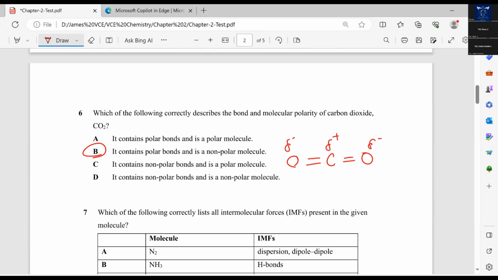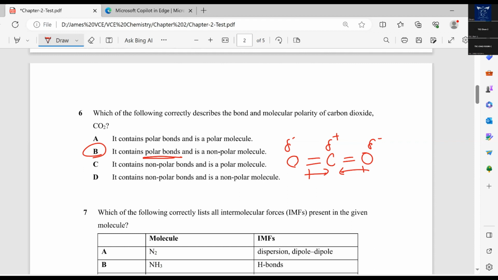So that means in terms of the bonds, they are polar bonds. But not all polar bonds will create a polar molecule, because their dipole moments can cancel each other. As you can see, one side and the other side, they are a linear structure. A linear structure doesn't create a polar molecule, it will just be a non-polar molecule. So that's why it must be this. Be careful about this, okay?